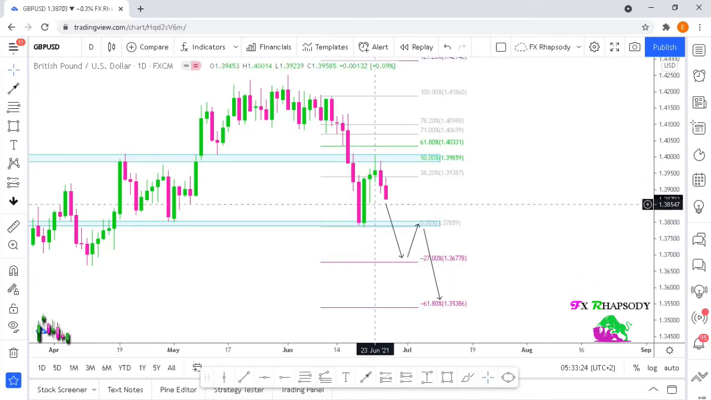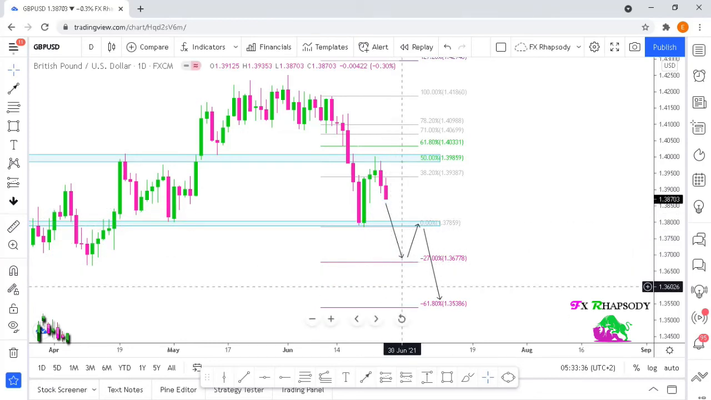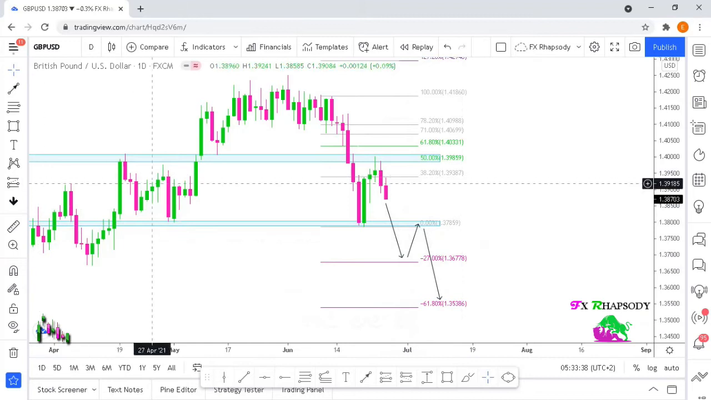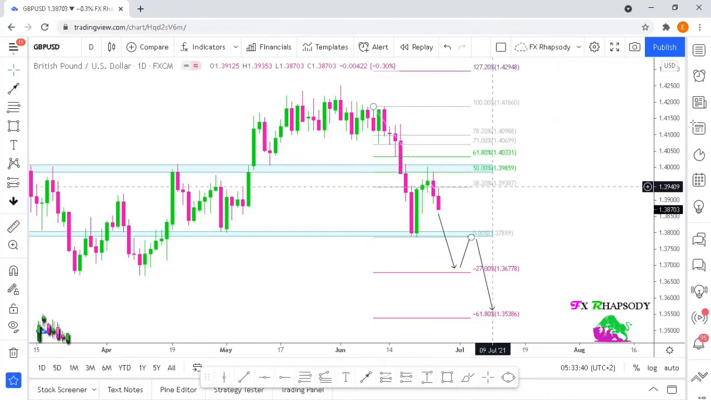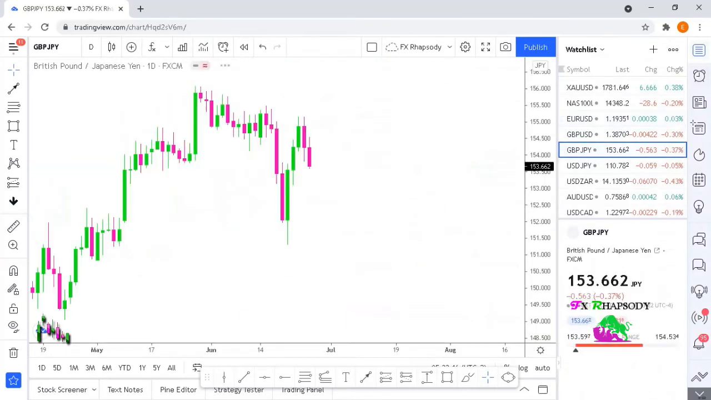So we'll definitely keep an eye on it, especially when it gets to this area of support, and we will go to a lower time frame, the 4 hour, and we might see the price push through it, come up and retest it. So guys, that is my analysis for the GBP USD. So let's just head on to the British pound Japanese yen.